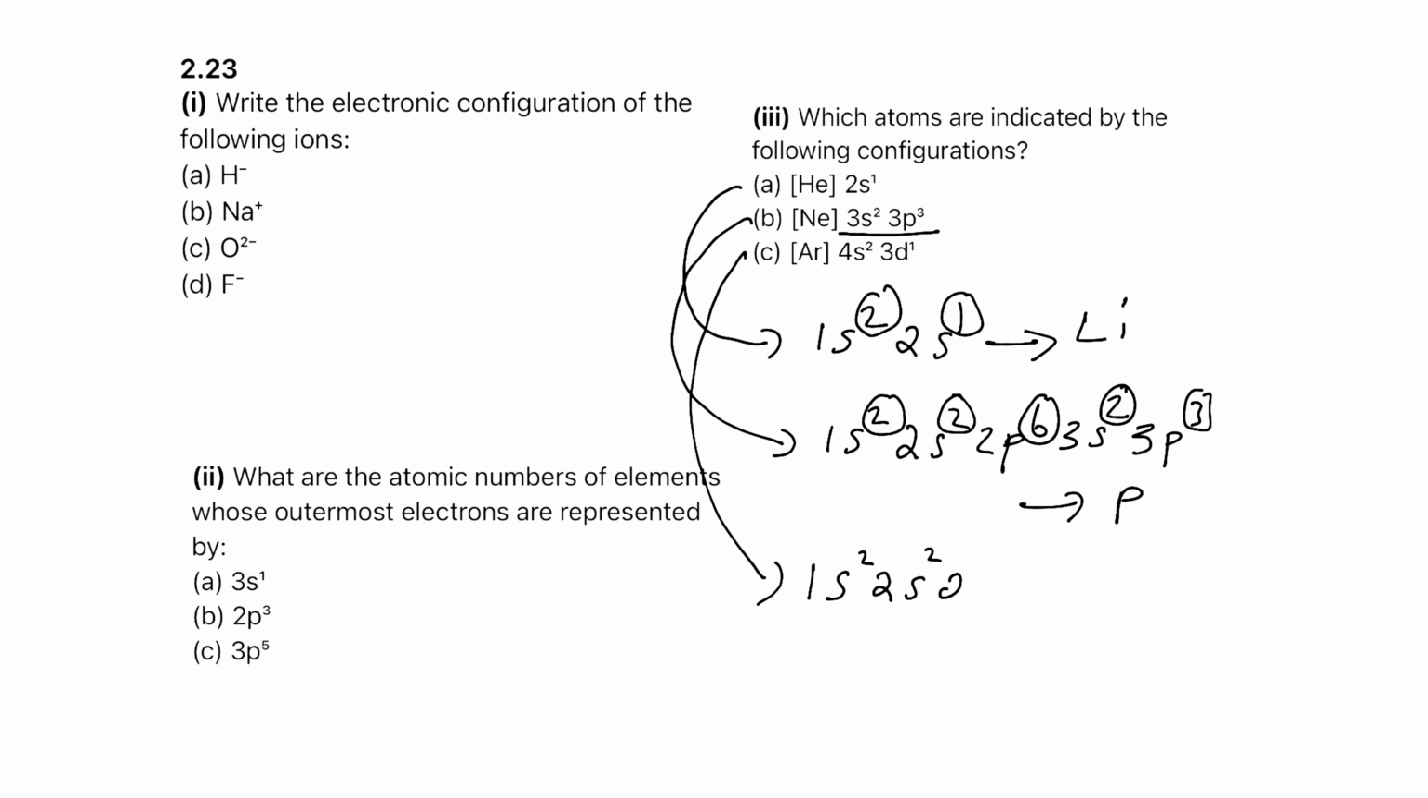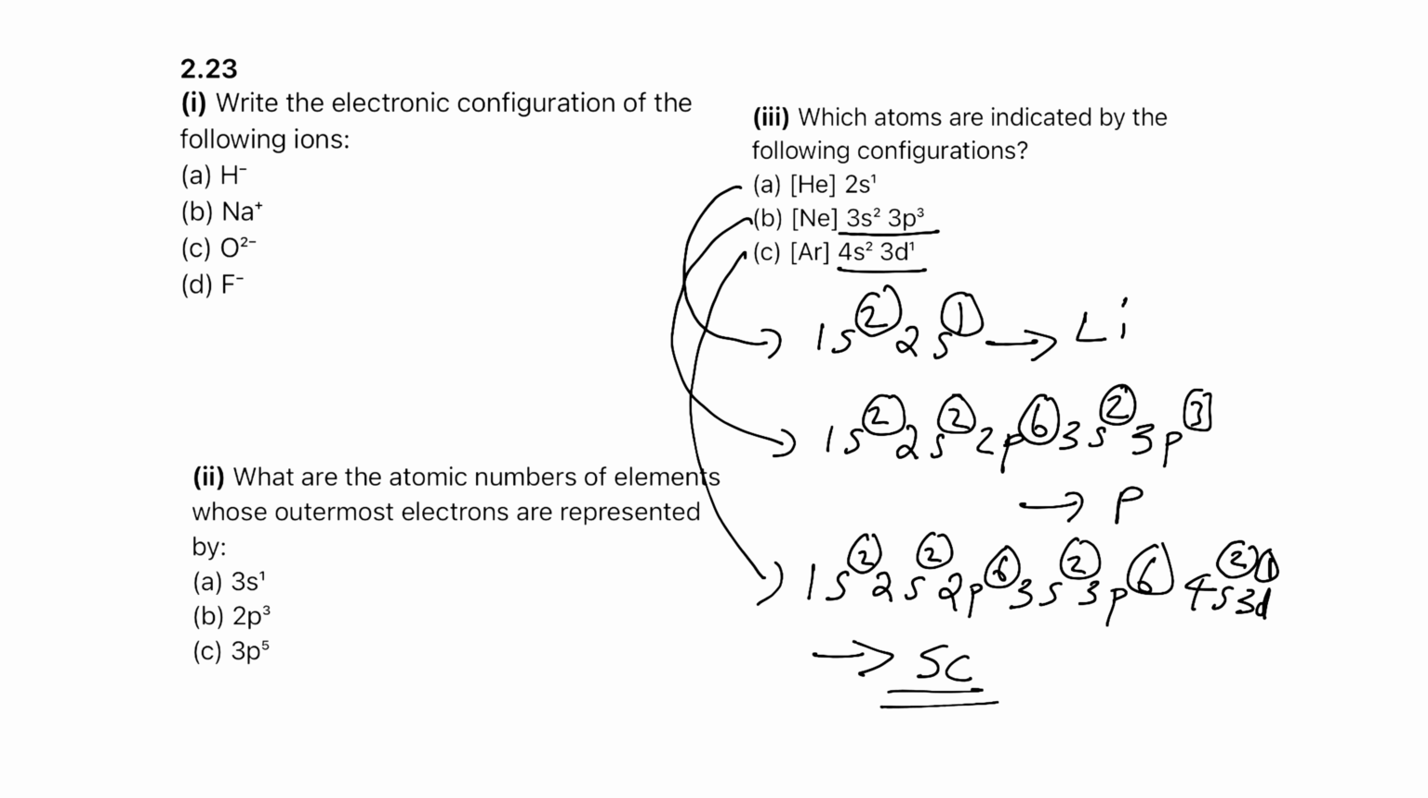1s2, 2s2, 2p6, 3s2, 3p6. So it is 18, right? On adding this, you will get 18. Okay. Now what is left? 4s2, then 3d1. So total 21, right? 21. On adding all this, you will get 21. And what is the element? Scandium. Scandium, right? Okay. So easy, right?